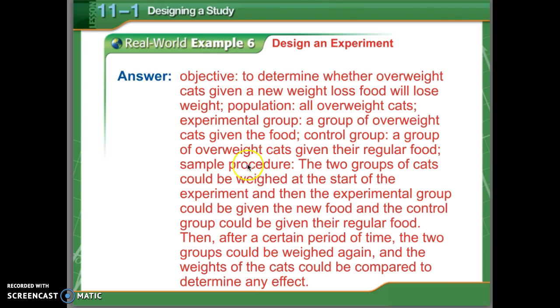The way you could design the experiment, the sample procedure, the two groups of cats could be weighed at the start of the experiment, and then the experimental group could be given the new food, and the control group would be given the regular food. And then after a certain period of time, whatever the experimenter picks, you would weigh the two groups of cats again, and then compare them to see if there's any difference.